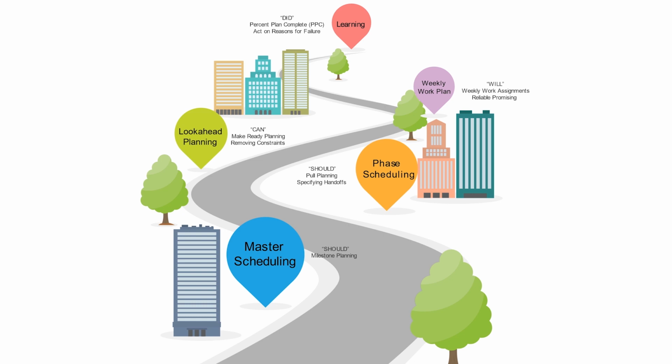In conclusion, the last planner system consists of 5 key processes: master scheduling, phase scheduling, look-ahead planning, weekly work plan, and learning.